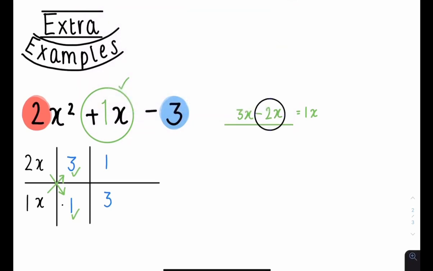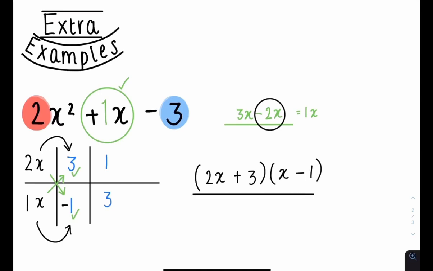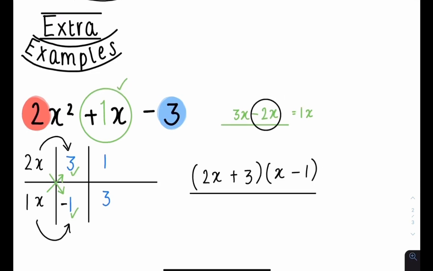Therefore, I need to put a minus here. Then, as always, you just open up your two brackets and it will be 2x plus 3 and 1x minus 1, which is the same as x minus 1. And this is your final answer. Let's go to the next example.